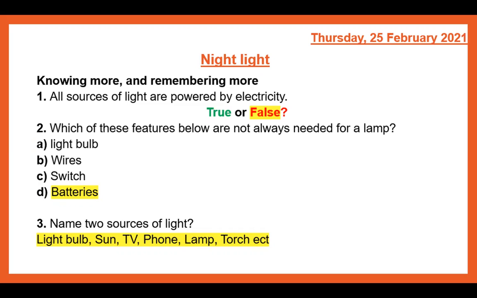Question 2, the answer was batteries. Some lamps are powered by electricity that comes directly from a plug socket. And question 3, name two sources of light. You could have had light bulb, sun, TV, phone, lamp, torch, and some others.